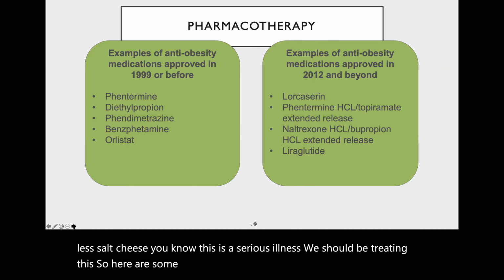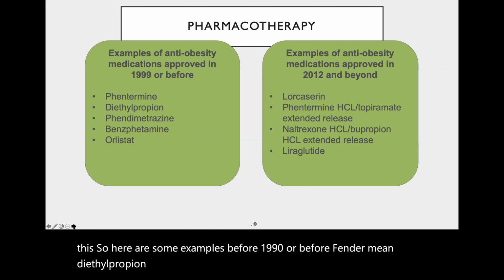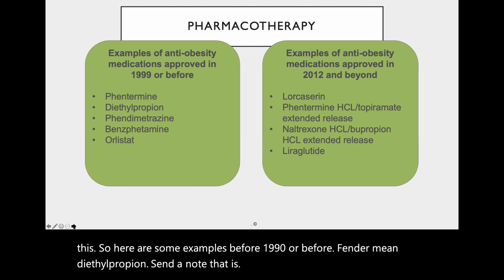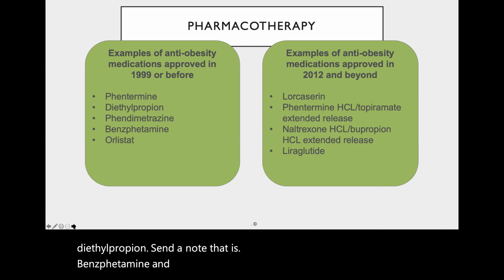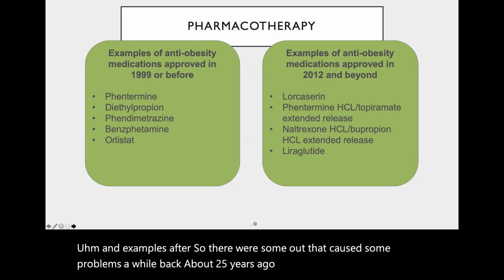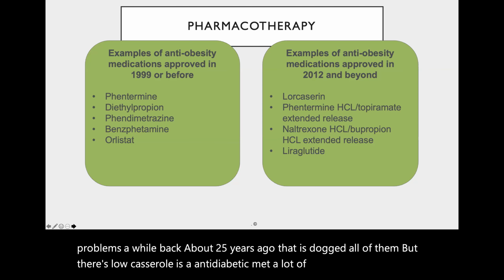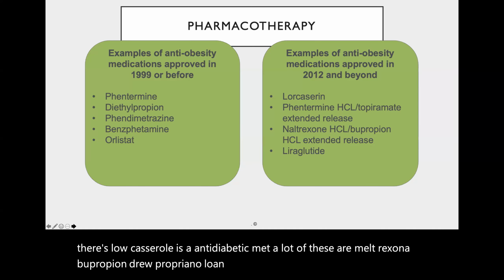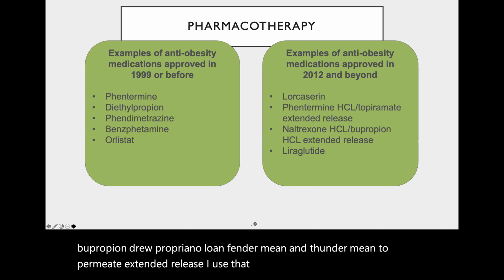Before 1990 or before: phentermine, diethylpropion, I don't know what that is. Oh, benzphetamine and orlistat. Orlistat. God. And examples after. There were some out that caused some problems a while back, about 25 years ago, that dogged all of them. But there's lorcaserin; a lot of these are anti-diabetic meds. Naltrexone and bupropion, phentermine and phentermine-topiramate extended release. I use that. Adipex, that's known as, and liraglutide.